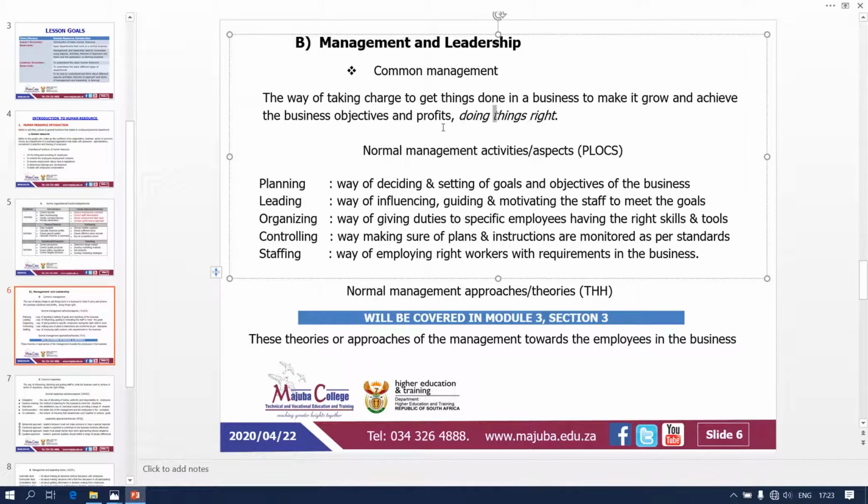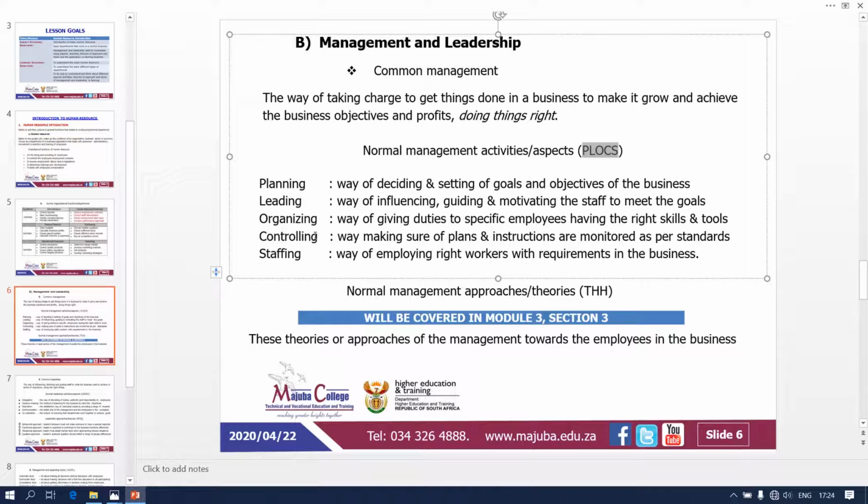Let's look at the activities for the manager. Remember this? Can be management, can be the manager. This is just a normal or common management: planning, leading, organizing, controlling, and staffing. This is what we normally call blocks, right? Planning is a way of setting goals and objectives. That's how you plan for something. I'm going to town tomorrow. Leading: influence, guide, motivate, show that you want this thing. Organizing: give correct duties. A driver must drive something.